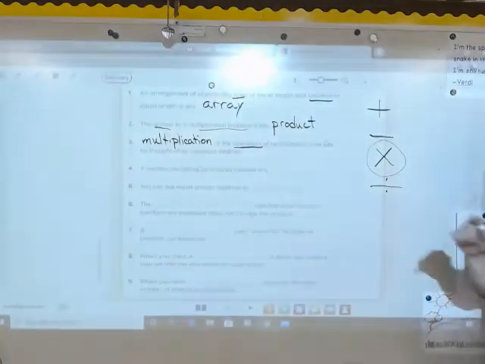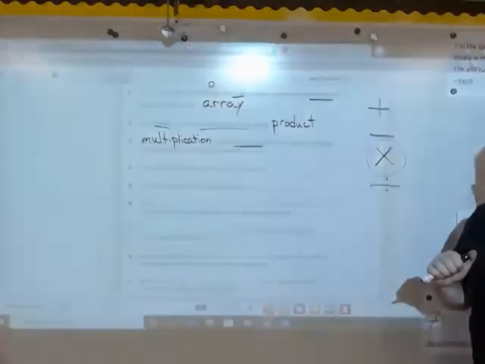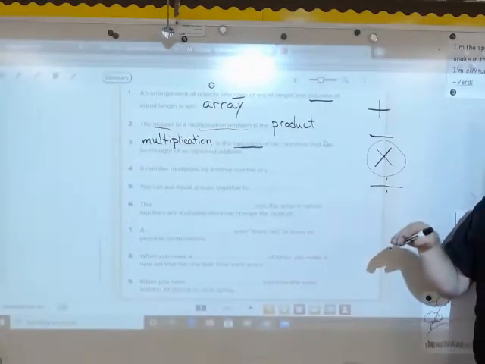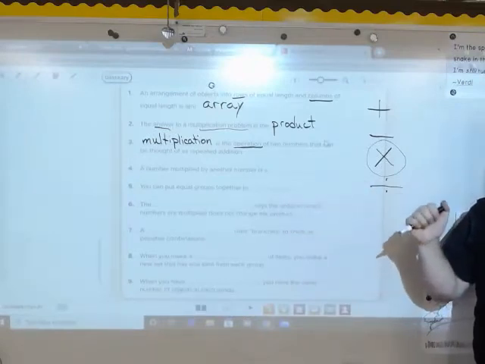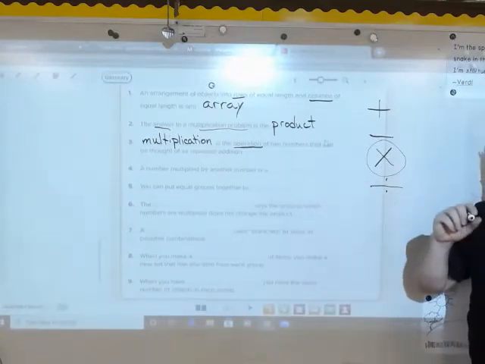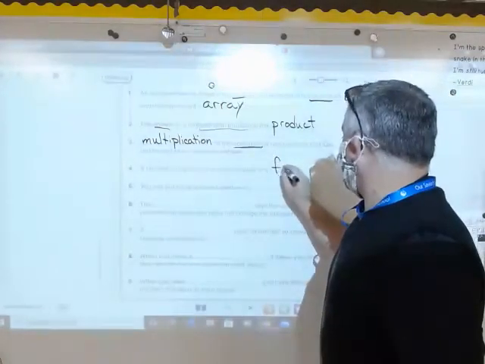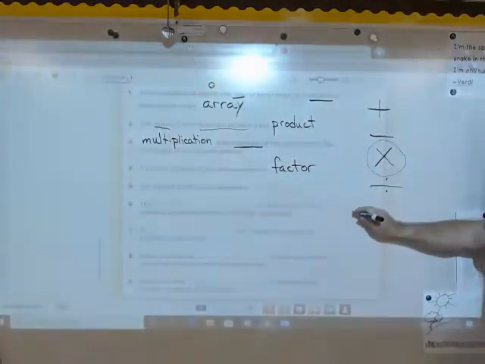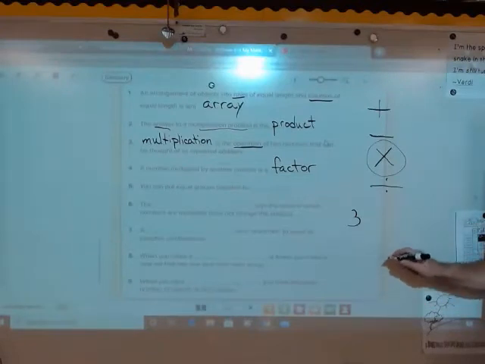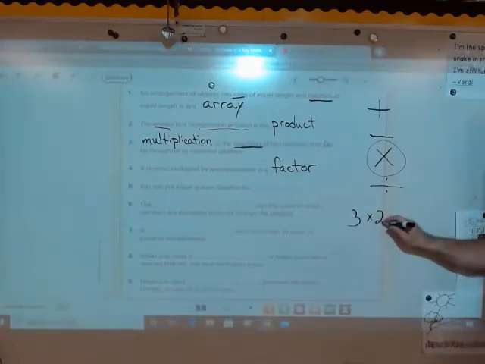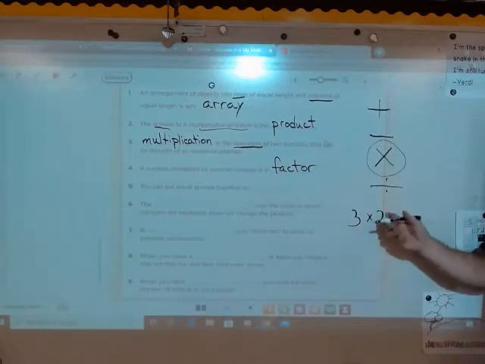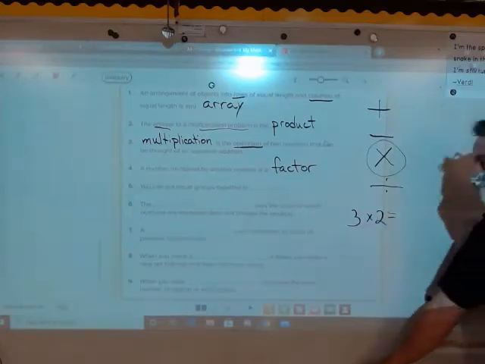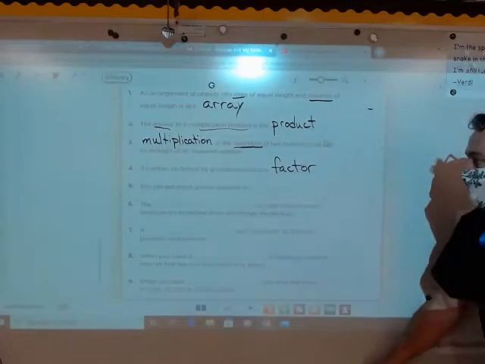Alright? If you're getting any of these wrong, make sure you fix them. Okay, number 4. A number multiplied by another number is a, what'd you put, Calvin? Factor. Because the numbers that you're multiplying are the factors. So a number multiplied by another number, well, what do I call that number? Well, it's a factor. Okay? All right.